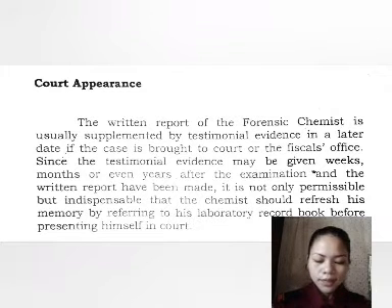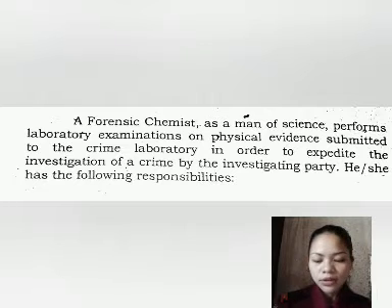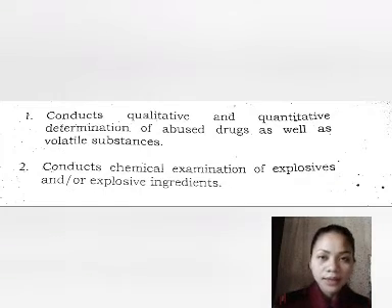And then the next is the role of chemists in scientific investigation. There are 11 roles of forensic chemists in scientific investigation. So first, what does this mean? A forensic chemist, as a man of science, performs laboratory examination on physical evidence submitted to the crime laboratory in order to expedite the investigation of a crime by the investigating party. He or she has the following responsibilities.